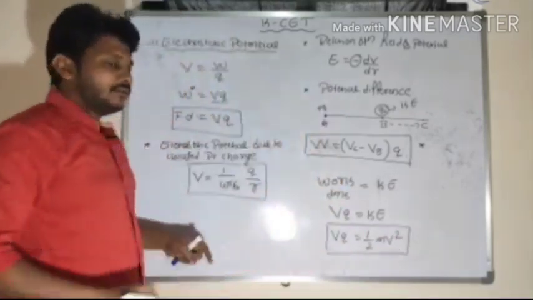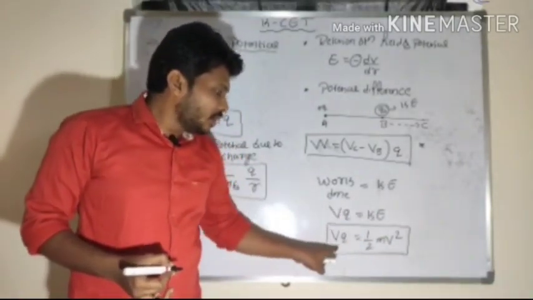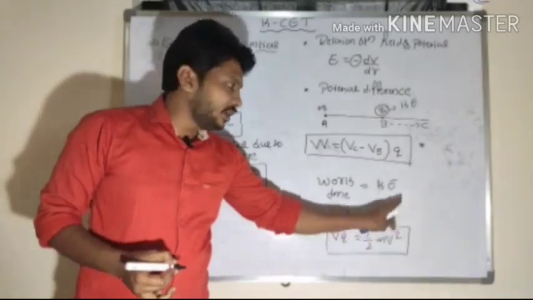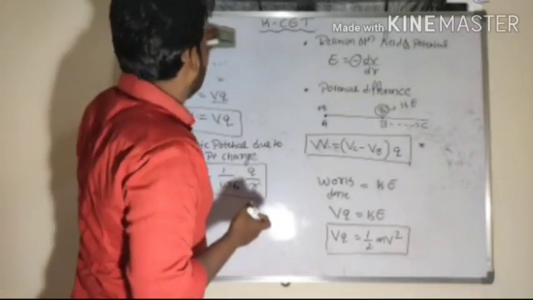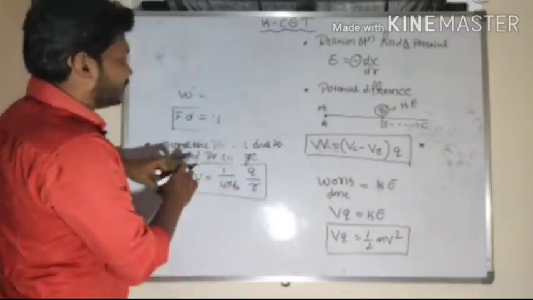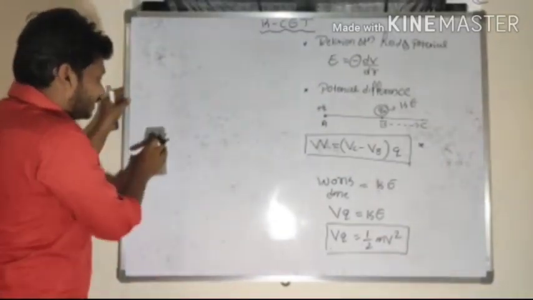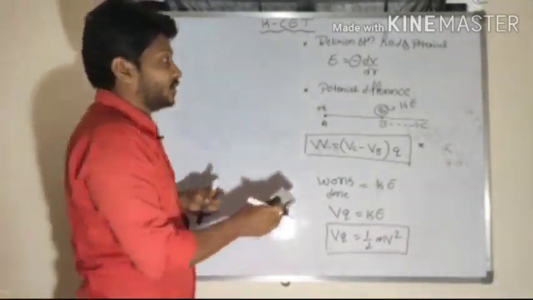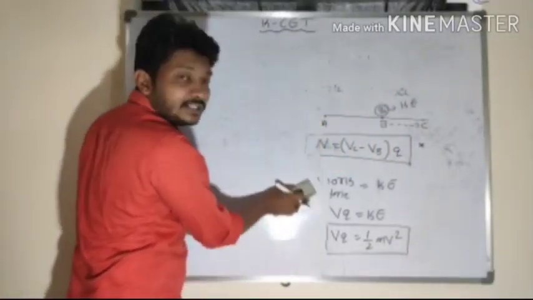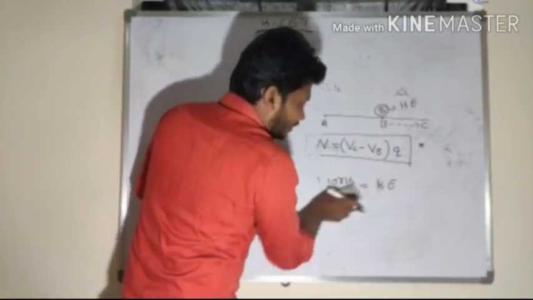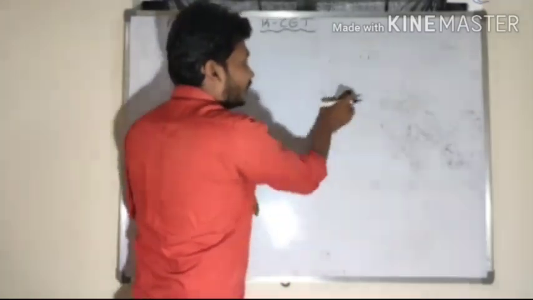What is the relation between electrostatic potential and kinetic energy here? Kinetic energy is equal to V into Q, or V into Q is equal to half of m into v square. Now I will consider the possibility of zero potential. Zero potential exists only for unlike charges. In case of electric field, you consider zero field for like charges as well as unlike charges. But in case of potential, zero potential exists only for unlike charges.